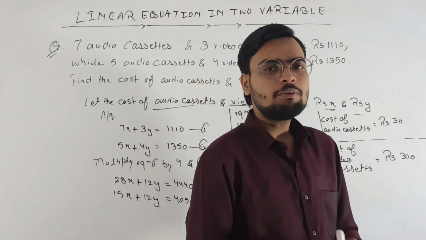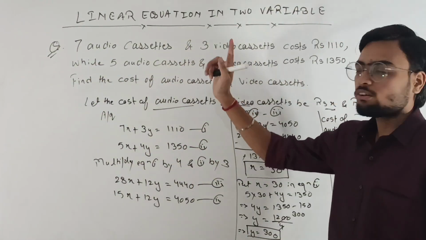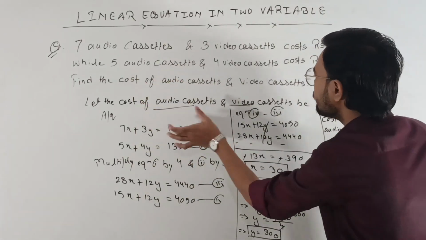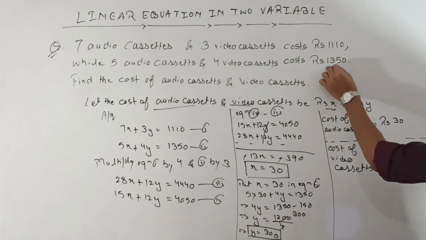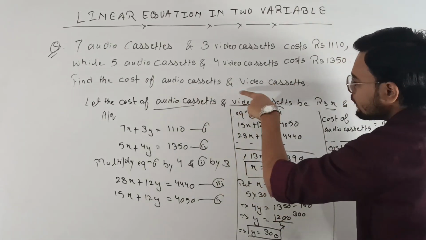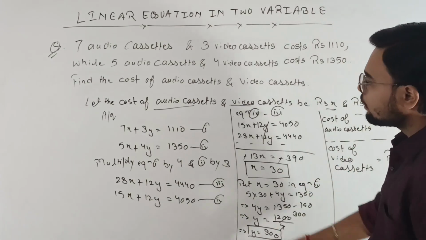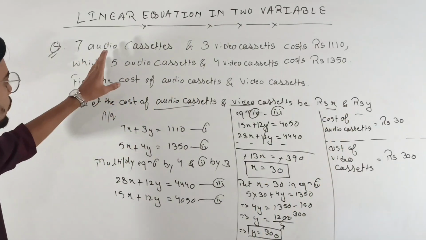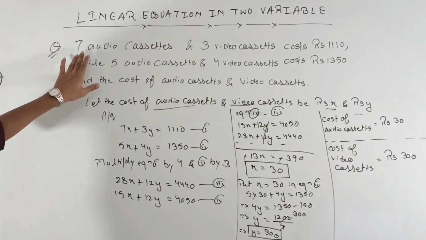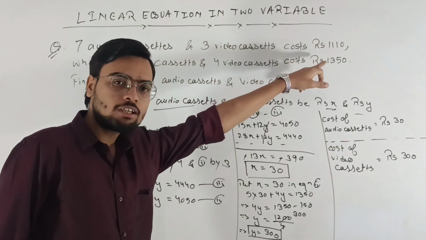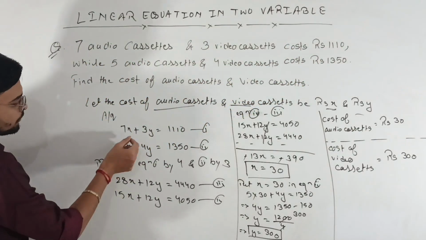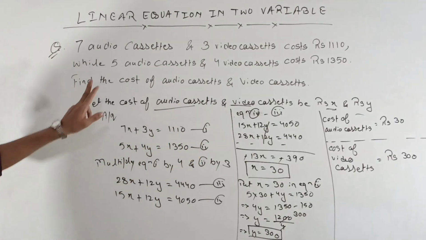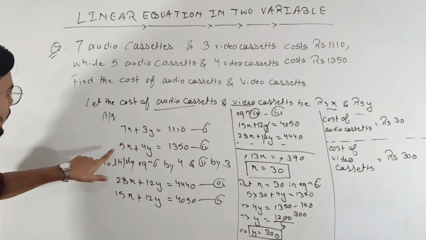Understood? Let's see it again. We have 7 audio cassettes and 3 video cassettes, and the cost of these two is rupees 1110, and also we have 5 audio cassettes and 4 video cassettes, and the cost of these two is rupees 1350, and we have to find the cost of 1 audio cassette and 1 video cassette. So for this, first I assume the cost of 1 audio cassette and 1 video cassette be x and y. Now after assuming this, I again read the question, and according to the question I make an equation. The question is: 7 audio cassettes and 3 video cassettes cost 1110. So cost of 7 audio cassettes 7x plus 3 video cassettes 3y equals to 1110, and again cost of 5 audio cassettes, 1 is x, so 5 is 5x.